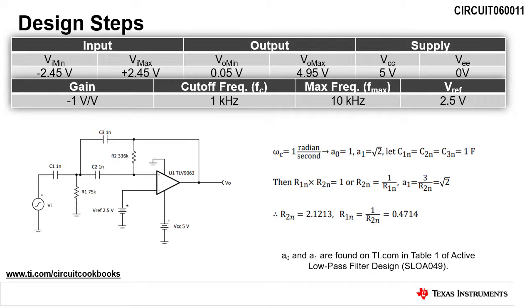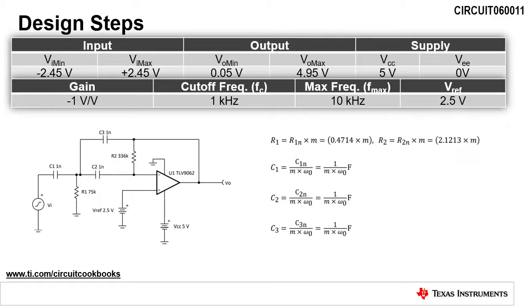In the first line, we set the normalized cutoff frequency, omega c, to 1 radian per second. Look up the values of A0 and A1 in TI's active low-pass filter design application report and set the normalized values of C1, C2, and C3 to 1 farad. Please note that the subscript n is used to represent the normalized values. These values will be adjusted later. The second and third lines calculate the normalized values for R1 and R2, which will also be adjusted later.